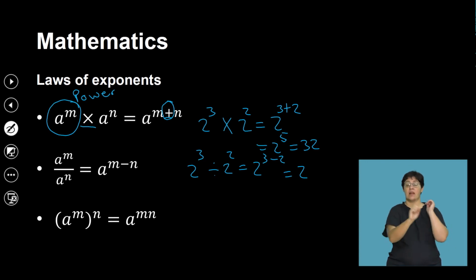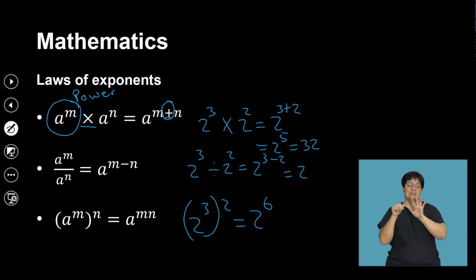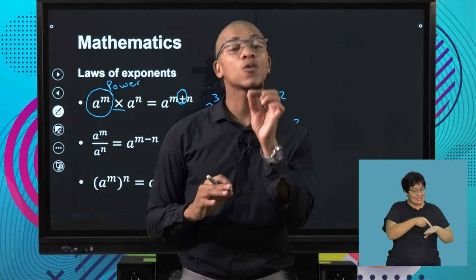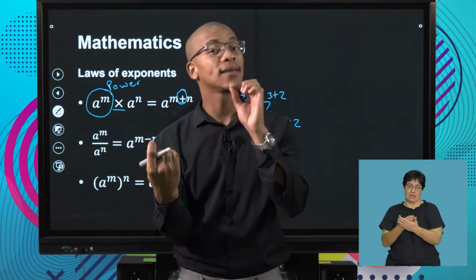And then the last one will be, if I have 2 to the exponent of 3, all of it raised to 2, this will be the same as 2 to the exponent of 6. I'm going to multiply the two exponents. So what you need to understand here, guys, is the bases need to be the same for you to apply the laws, right? That's the condition.